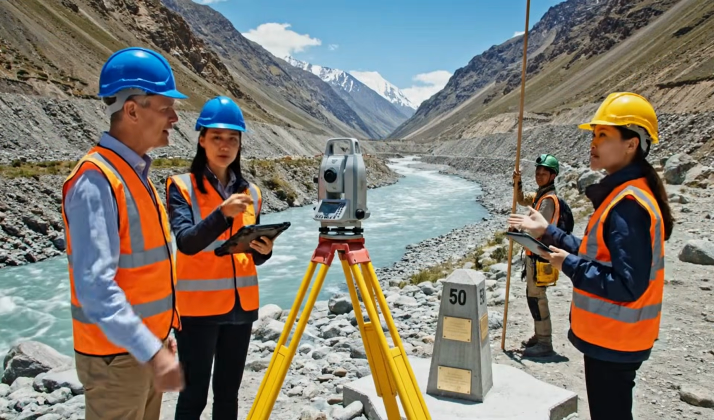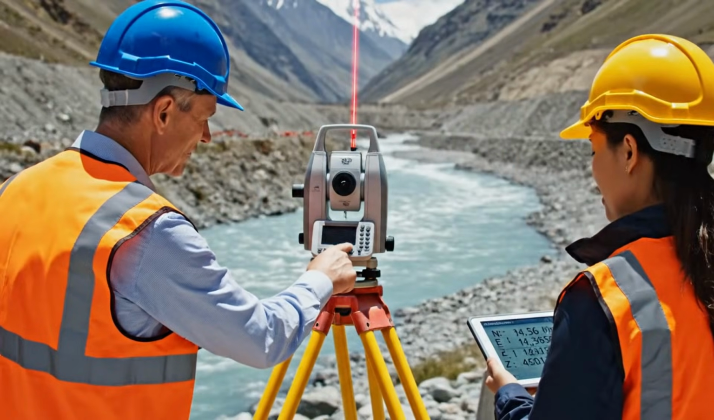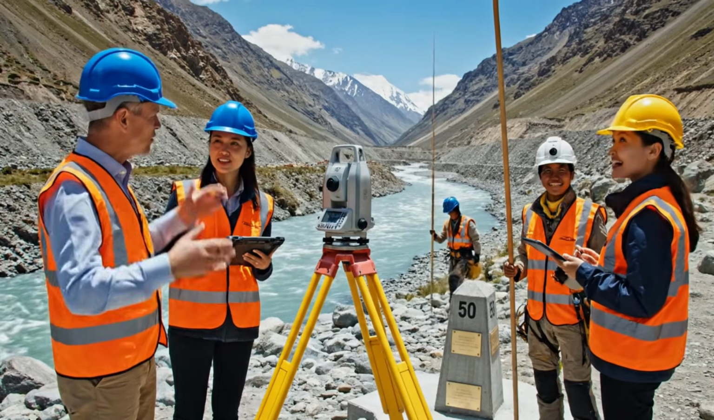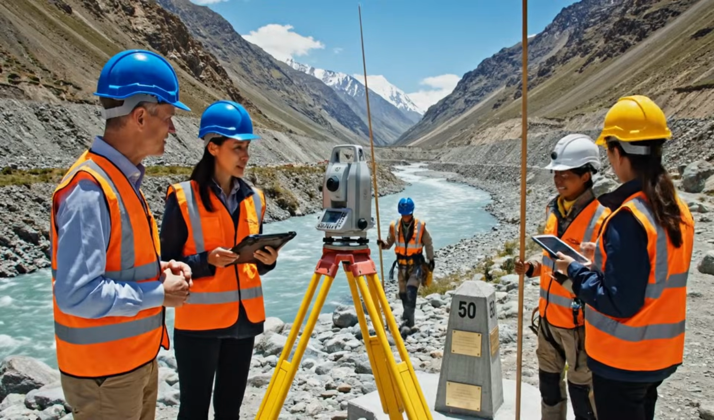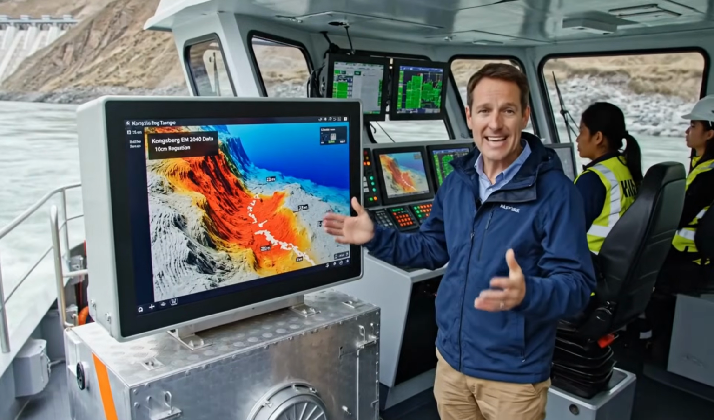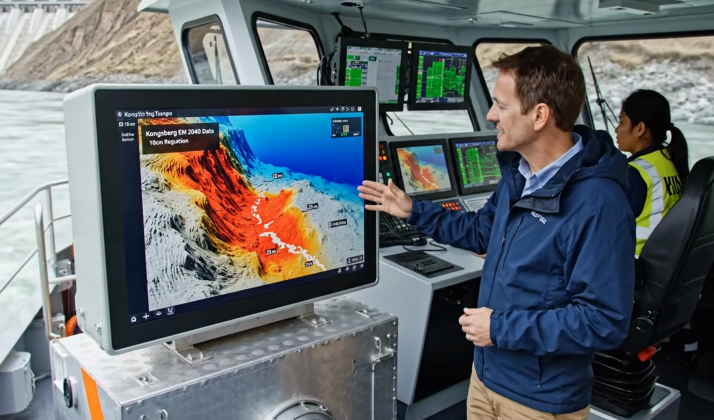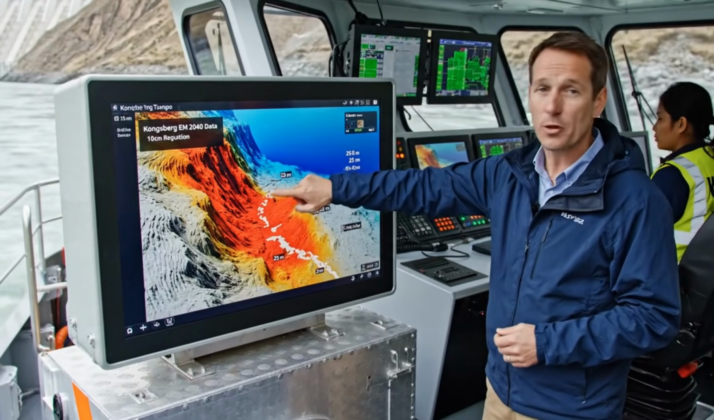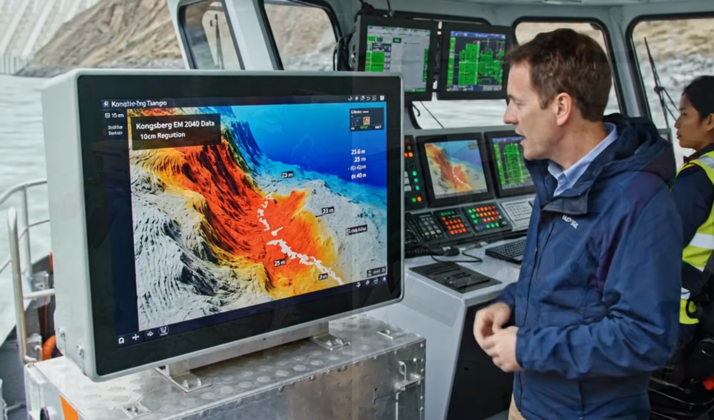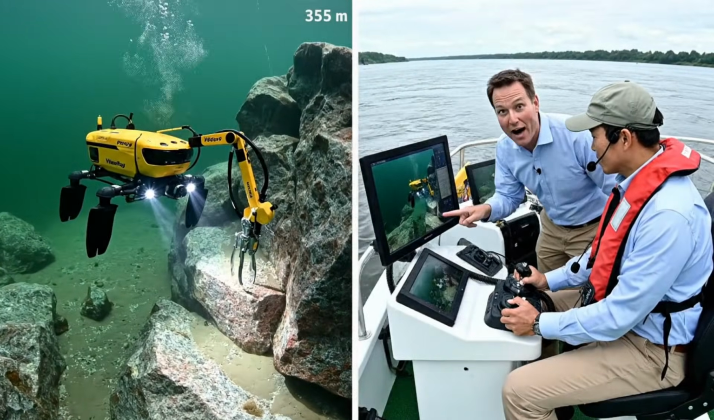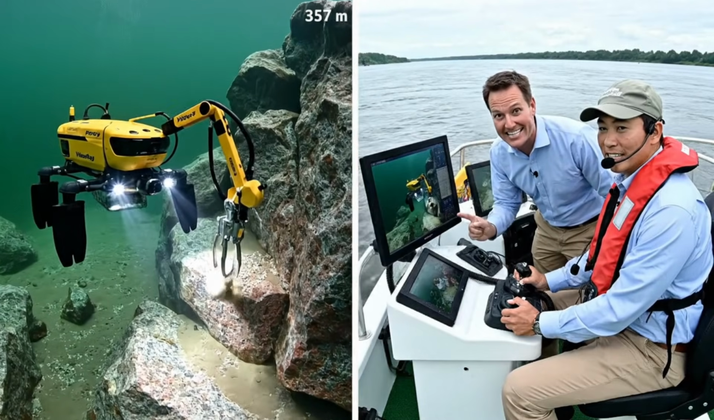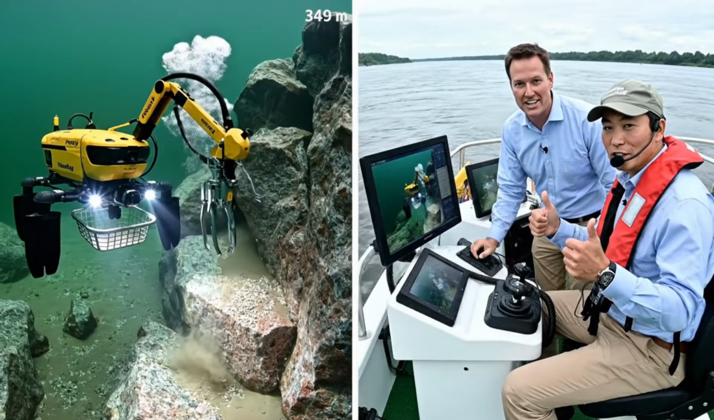With this level of precision, even in this challenging terrain, they are laying the groundwork for the world's largest hydroelectric project. The EM2040 provides 10-centimeter resolution. Look at this data, depths of 25 to 40 meters right here in the dam site area. Look at that granite, 35 meters down and barely any sediment. These are perfect foundation conditions for the dam.